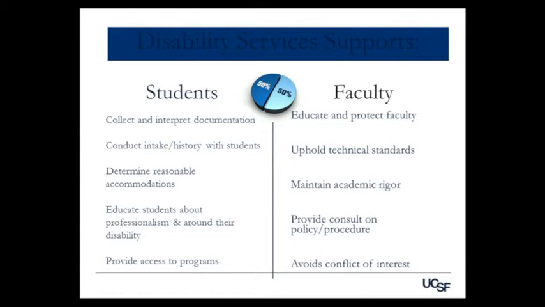So I do a thorough history with the student because sometimes, as probably presents here at Mount Sinai, students are really high functioning, and they've been able to mitigate their own disability through compensatory skills. So they'll present in our environment, and for the first time, they're actually struggling. They might have never struggled before in school. So I do an extensive history, collect and interpret the documentation, then determine reasonable accommodations. I educate students about professionalism and around their disability, and I provide access to the programs for the students.